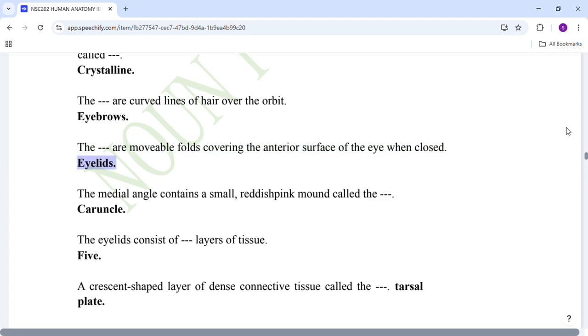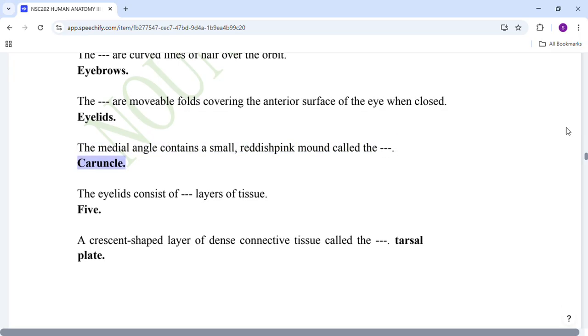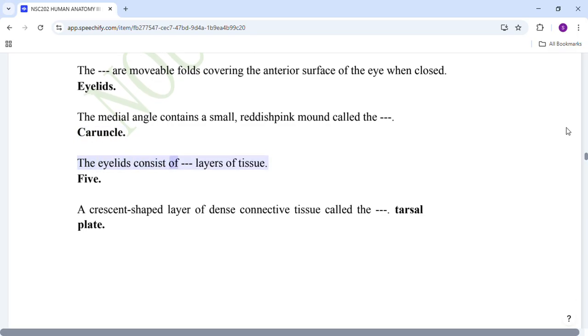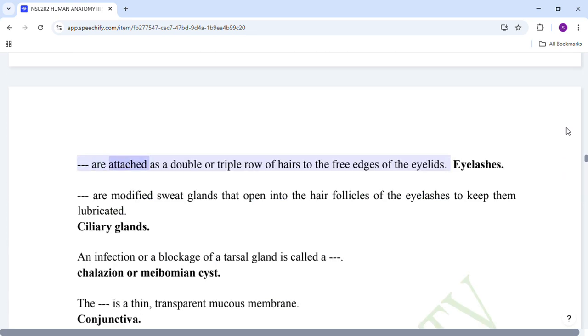The medial angle contains a small, reddish-pink mound called the caruncle. The eyelids consist of five layers of tissue. A crescent-shaped layer of dense connective tissue is called the tarsal plate. Eyelashes are attached as a double or triple row of hairs to the free edges of the eyelids.